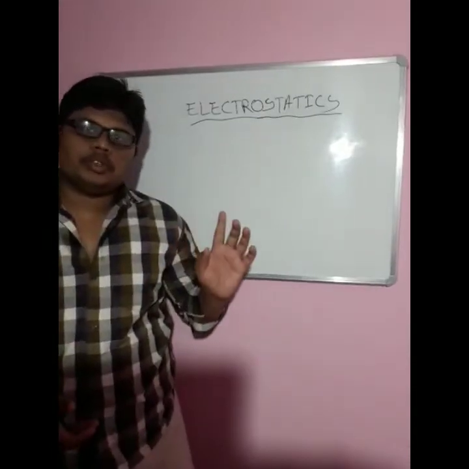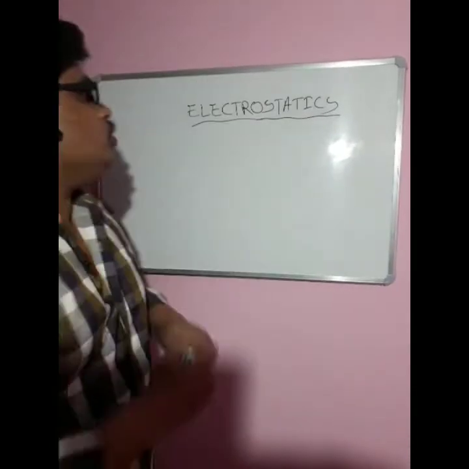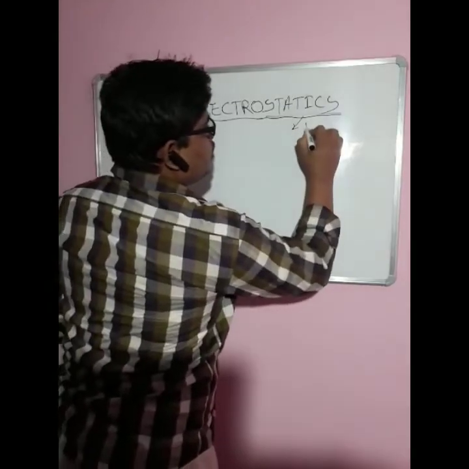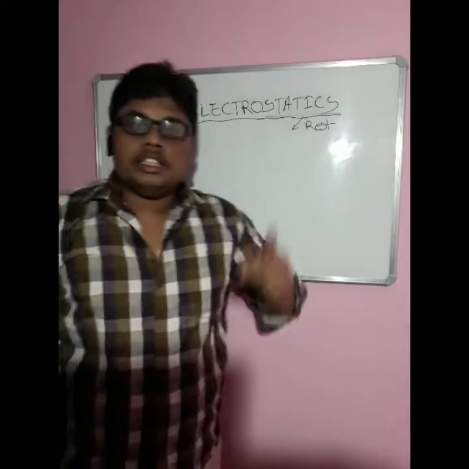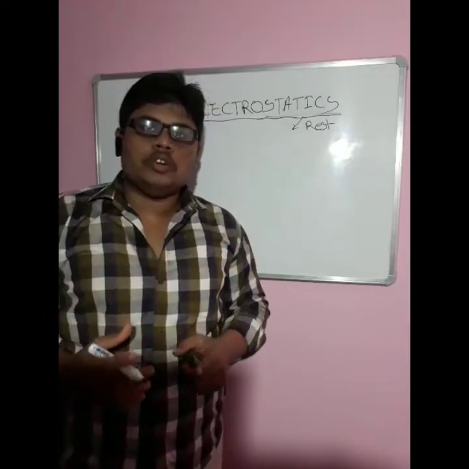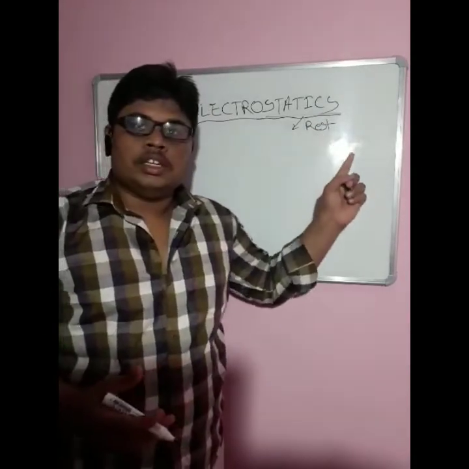This is the first chapter of physics. First of all, know what we mean by static. Static means rest. Electrostatics is a branch of physics which deals with the study of charge which is at rest.